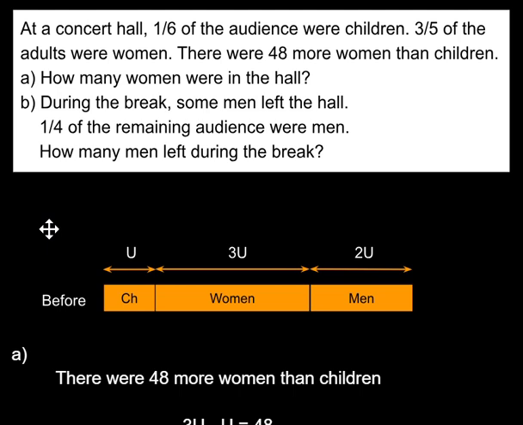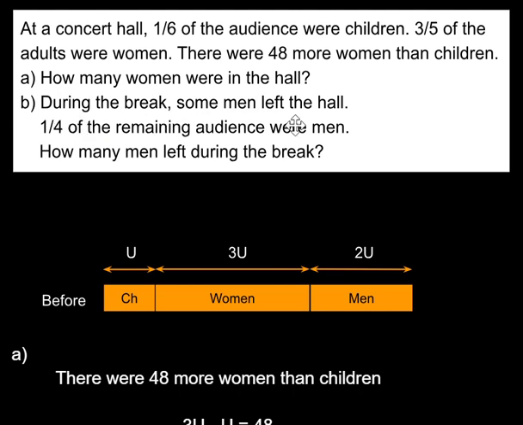Hi, let's look at this question together. At a concert hall, 1/6 of the audience were children. 3/5 of the adults were women. There are 48 more women than children. How many women were there in the hall?